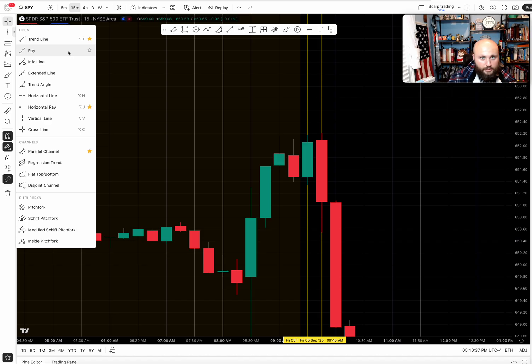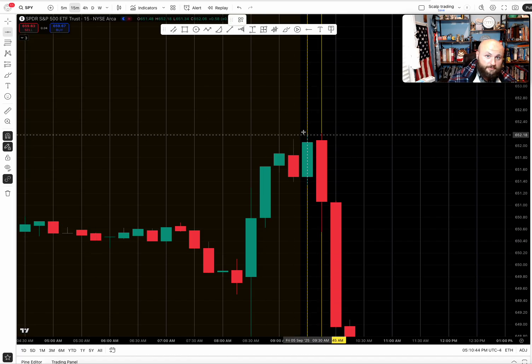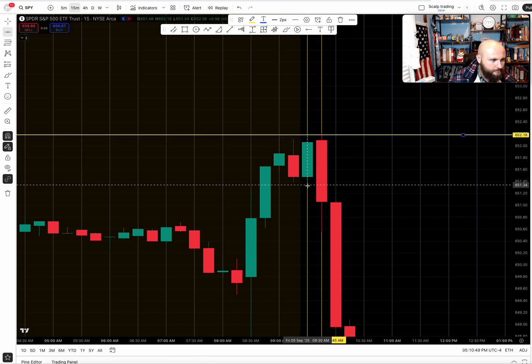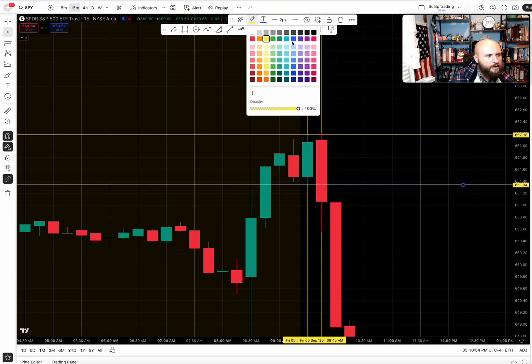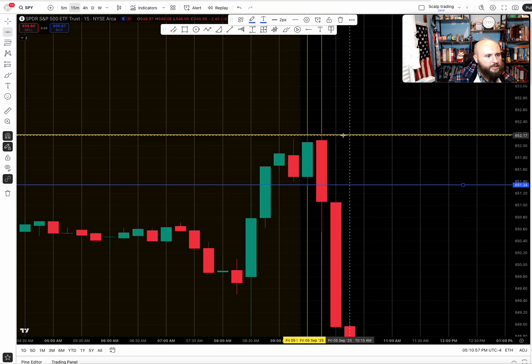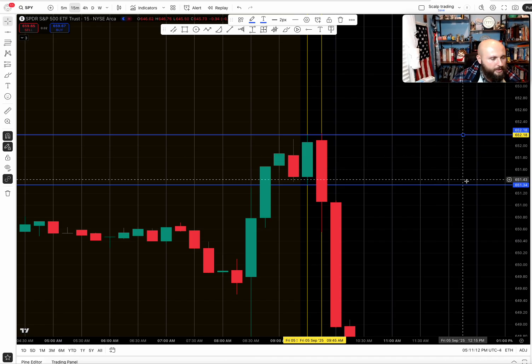We have liquid cash, ready to make more money, and we need to first mark the highs and lows of the first 15-minute candle. Just like that, right? You can color them if we want. Usually I do blue because my yellow is the line in the sand. So it's a little bit easier. Blue is my scalp trading, and reds are my resistance, greens are my supports.